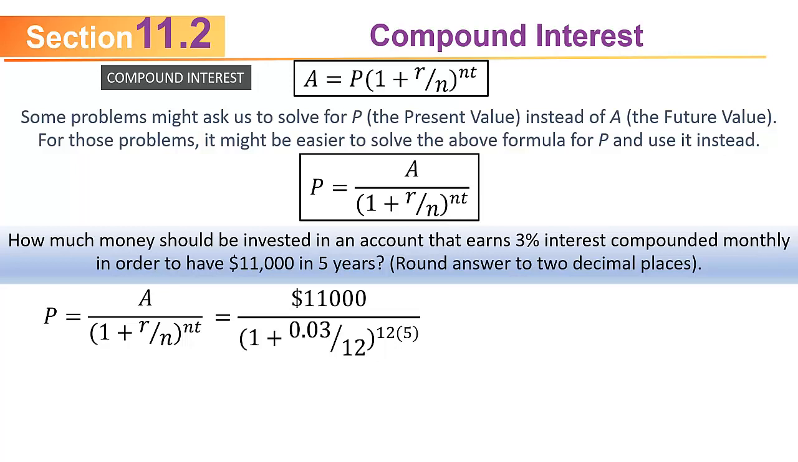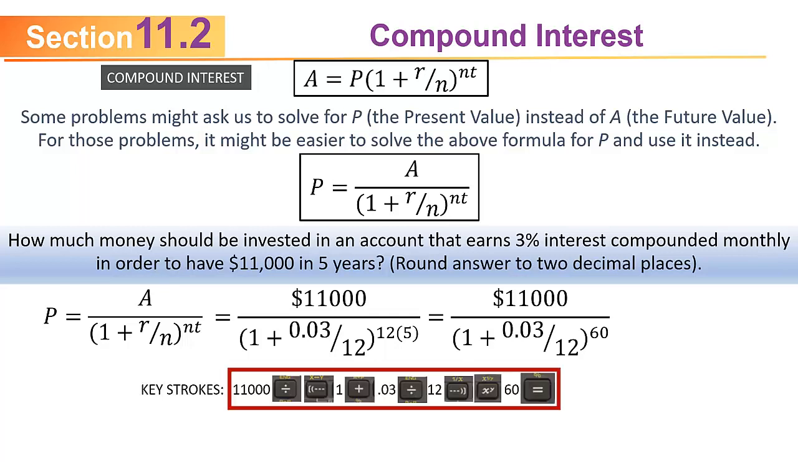$11,000 is the future value. In other words, you want to have $11,000 in 5 years. That $11,000 is a future value. That's what capital A is. The interest is 3%, which is 0.03. It's compounded monthly, so N is 12, and you're doing it for 5 years, so T is equal to 5. Again, if you go ahead and take care of the exponent, 12 times 5 is 60, you can type the rest of it in.